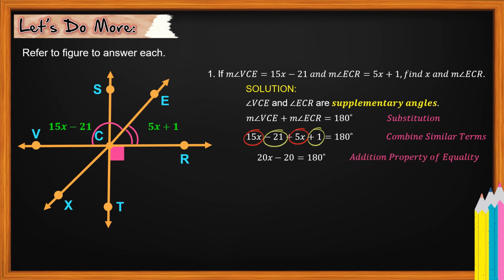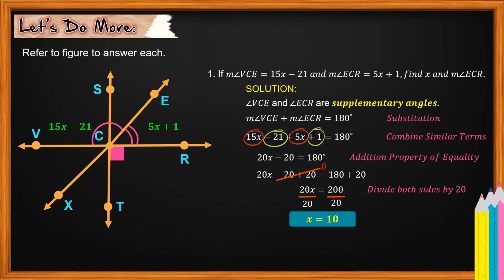Then, apply addition property of equality. We are going to add both sides the additive inverse of negative 20, which is positive 20. So that we can eliminate, negative 20 plus 20 is equal to 0. So we have the remaining 20x equals 180 plus 20 is equal to 200. Then divide both sides by 20. So 20x divided by 20, we have the remaining x. 200 divided by 20, we have 10. So the value of x is 10.